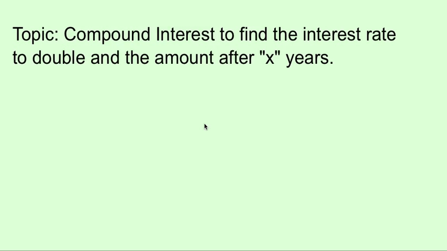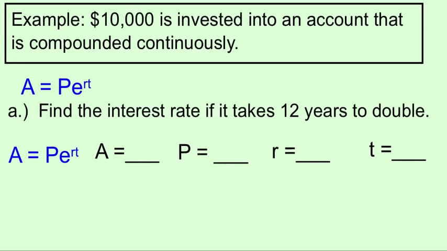This is a video on finding interest rate. We want the money to double after so many years. So here's what we're giving you. We give you $10,000, so that is your principal. So I'm going to go ahead and put that down here. It is invested in an account, and this account is continuous.